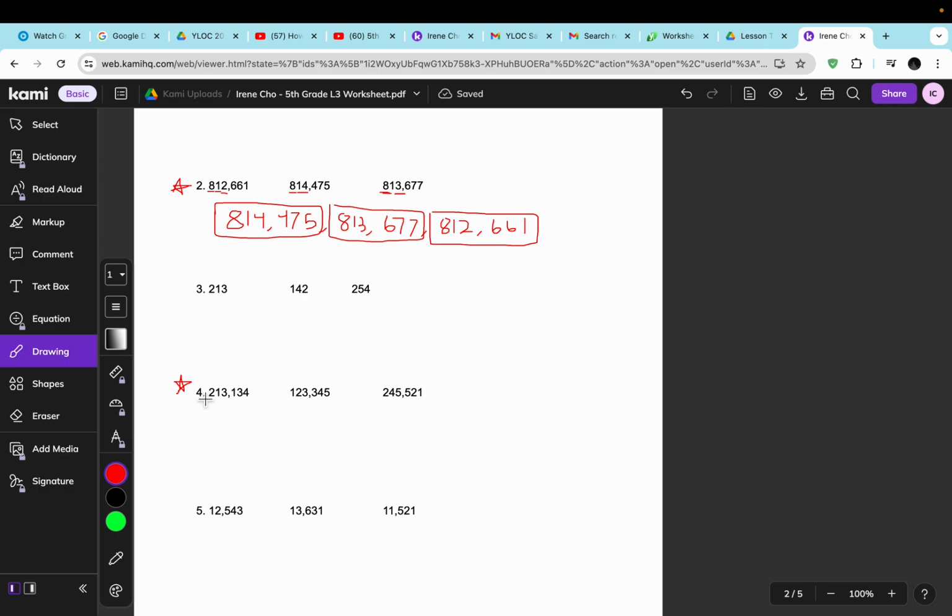So for this one, the first number, in the 100,000th place, is 2, 1, and 2. So the second number is going to be the least. And then we'll look at the 10,000th place for the first and the third number. So it's a 1 and a 4. Because the third number is the greatest, we're going to put it first.